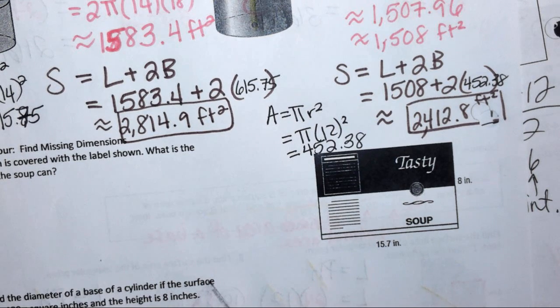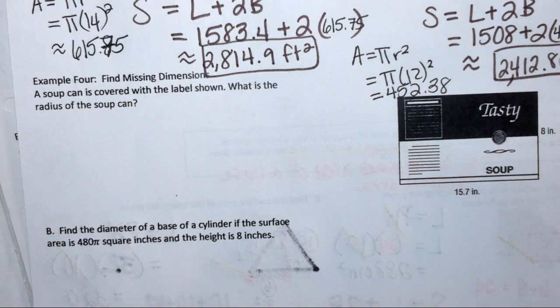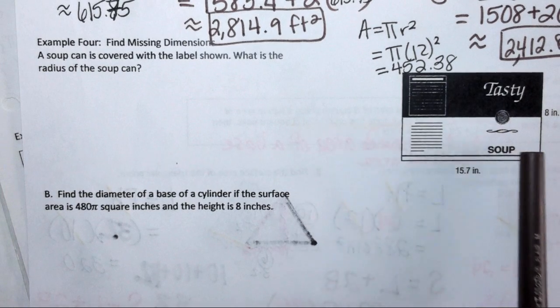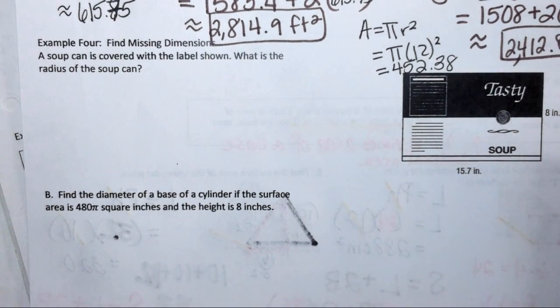be useful in life. Because on the ACT, they're not going to say, hey, Sydney, it's a lateral area problem. They're not going to do that. They're going to have some sort of word problem like this. A soup can is covered with a label shown, so it looks like a Campbell soup can to me. What is the radius of the soup can? Okay, when we put this label on the can, what is the can? What kind of shape is it? A cylinder. So we need the lateral formula for a cylinder.